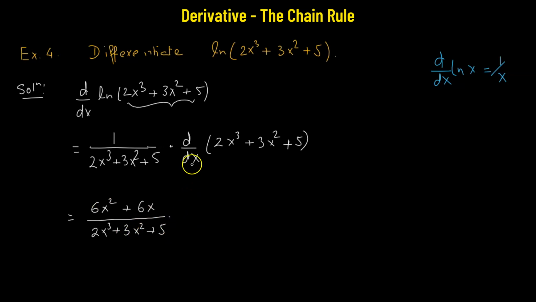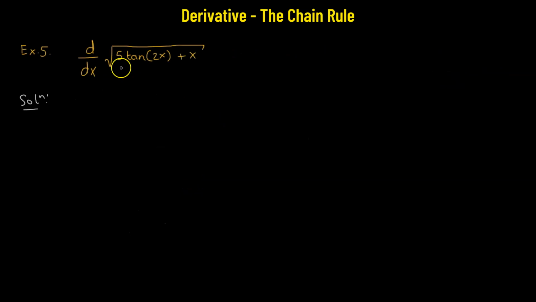Let's move on to the final problem. So we have to find the derivative with respect to x of this given function, which is the square root of 5 times tangent of 2x plus x. Looks extremely complicated, but with the help of the chain rule, we can easily differentiate it.